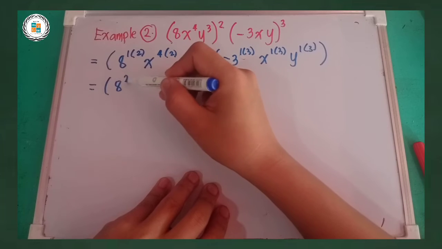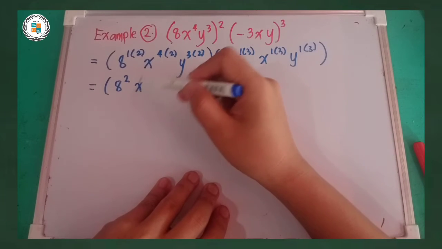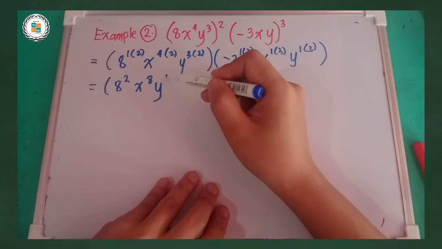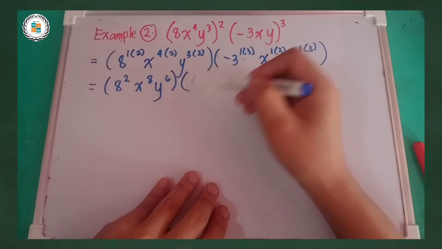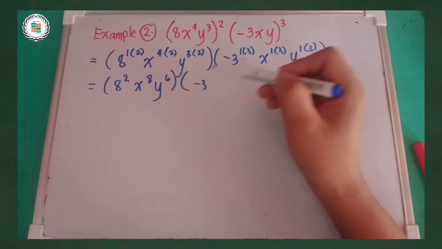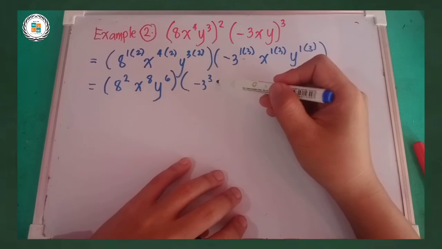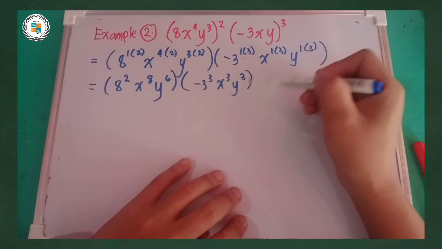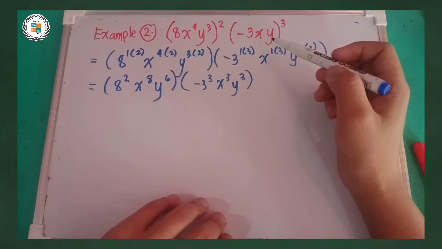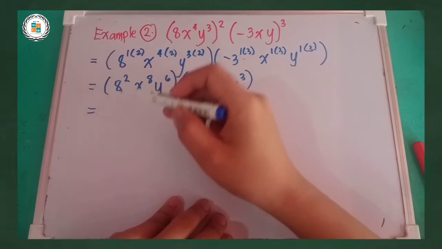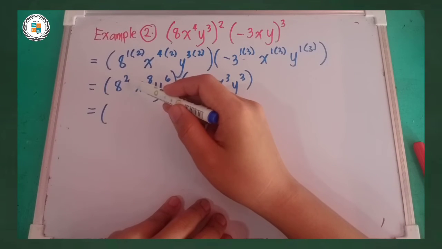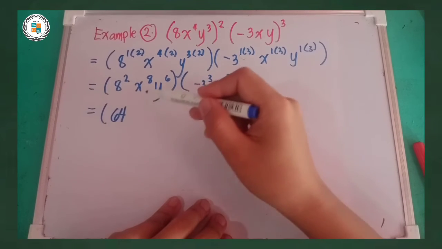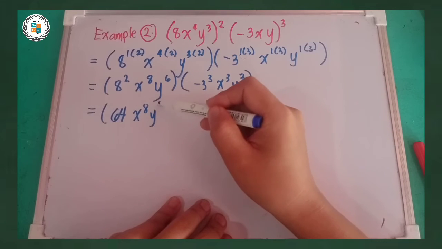8 raised to the power of 2 times x raised to the power of 8 times y raised to the power of 6, okay, times negative 3 raised to the power of 3, and x raised to the power of 3, and y to the power of 3. Okay, so after this we can simplify the constant. Okay, so 8 squared, that's equal to 64, correct? 8 times 8, that's 64. Copy x to the power of 8 and y to the power of 6.